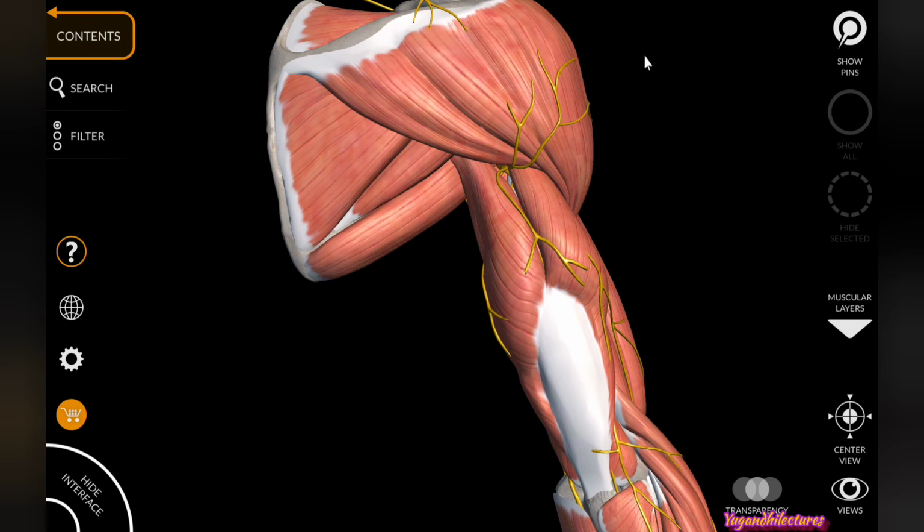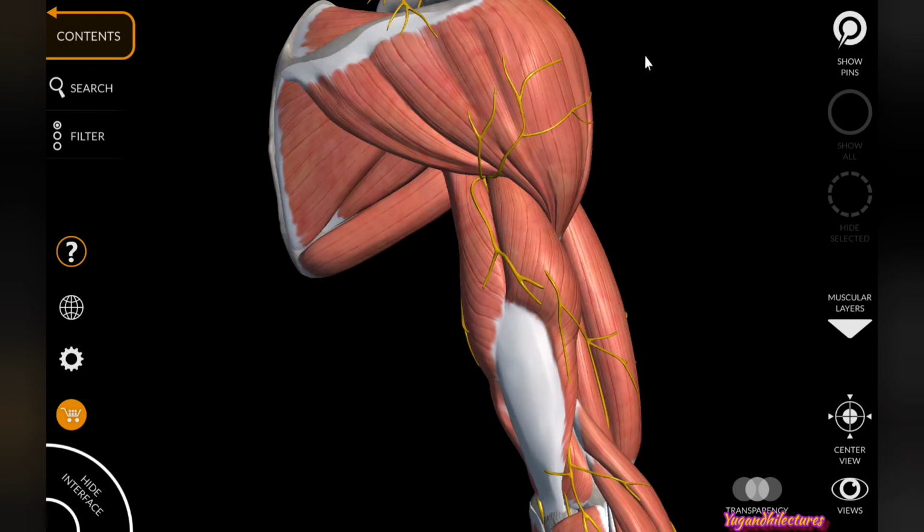Coming to the actions of the triceps brachii muscle, it is a powerful extensor of the elbow joint, and also the long head has another important function. It is an extensor as well as an adductor of the shoulder joint. Again, I am repeating, the long head is an extensor as well as an adductor of the arm at the shoulder joint.